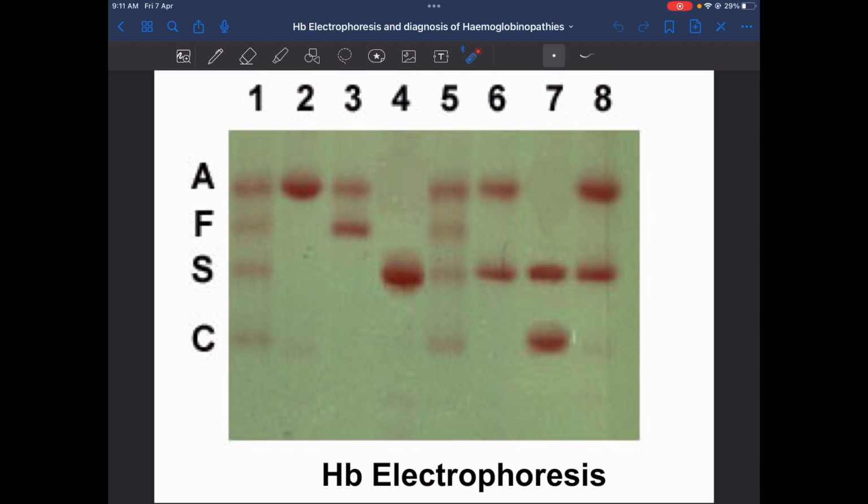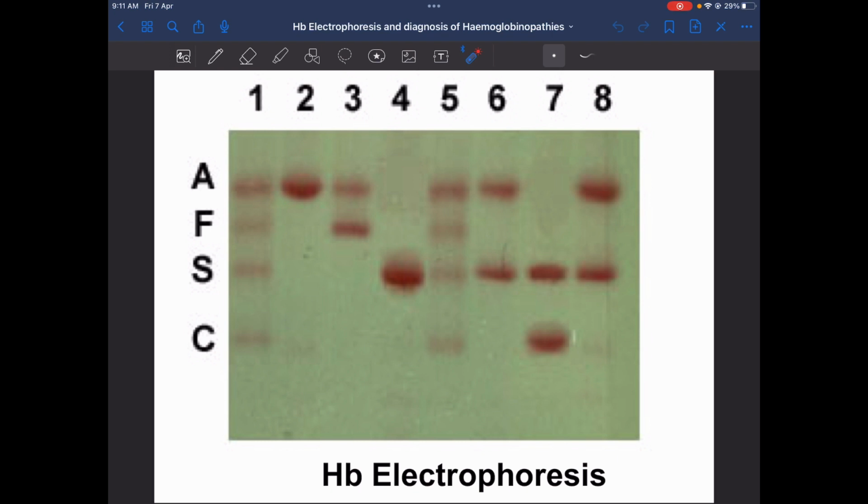Looking at patient 4, we can see that he does not have any other strip. He only has hemoglobin S, which means that he has sickle cell disease. All of his hemoglobin is HbS. Moving on to patient 5, for example, half of his hemoglobin is A, the other half is S. This means he has half HbA, half HbS, and that just means that he has sickle cell trait. Same with patient number 6.